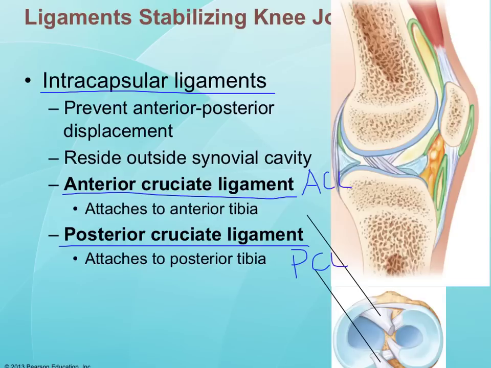They prevent anterior-posterior displacement, and if you are a football fan or a hockey fan, you may have heard about those frequently. A knee injury of a football or hockey player always includes a broken ACL or broken PCL. They are the intracapsular ligaments that stabilize the knee, and as a result, if the knee becomes unstable or injured, that is the ligament that usually goes first.